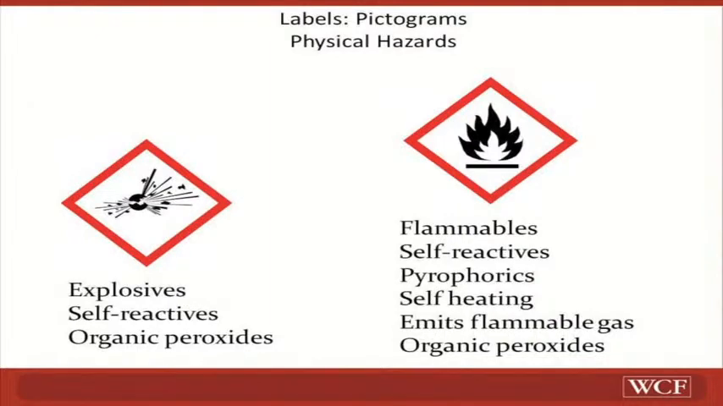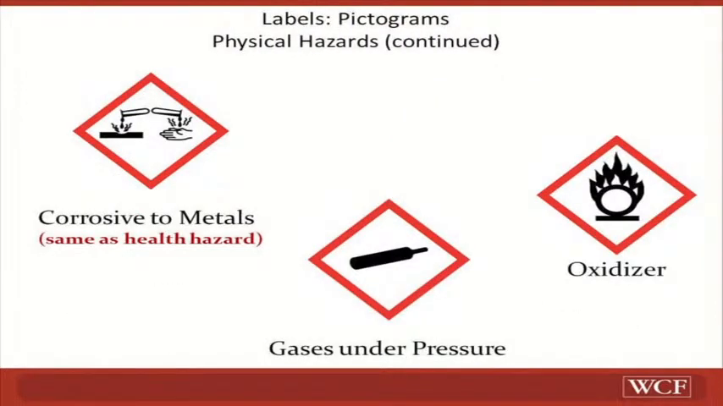Now let's move on to the physical hazards. The first is pretty self-explanatory. It's for explosives. The second, for flammables, also pretty self-explanatory. These are common symbols that you've probably seen before. The next one is corrosive to metals, and this is the one that is repeated. As you can see, maybe it's a little easier to understand that pictogram now.